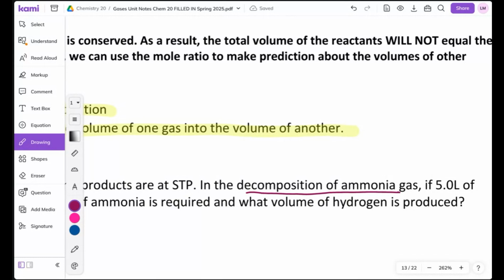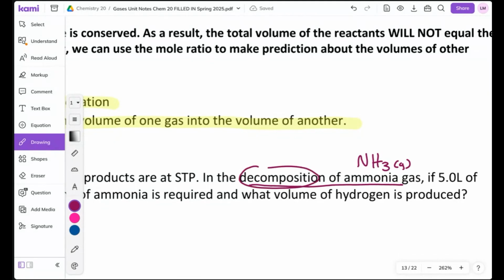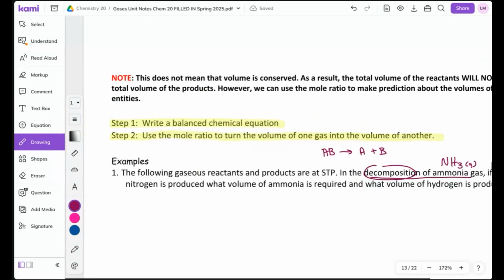Ammonia is one of the chemicals that you should have memorized. Ammonia is just NH3. Since it's a gas, it's NH3 and the little g for gas afterwards. And since it's decomposing, a decomposition reaction is where you have some compound and it breaks apart into the elements that make it up. That's just a basic decomposition reaction. So what we have here, if ammonia is decomposing, we have NH3 as a gas.